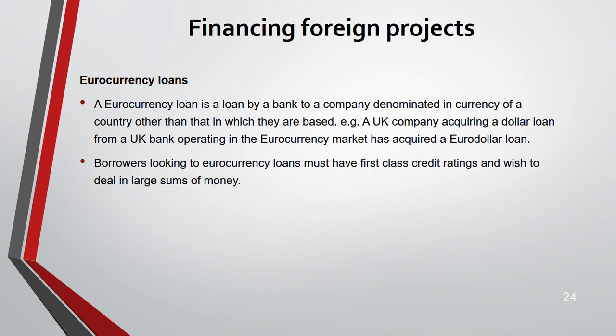Then borrowers who are looking for a euro currency loan, euro currency meaning other than the currency of the country where you are based, it could be any currency. Those looking for this euro currency loan must have a first class credit rating and must wish to deal in large sums of money. This euro currency loan is not for some small amount. Not any firm can come and opt for it. You need to be a very large firm. You should have a large sum of money that you need to borrow. Then only you can get such loans. And you must have a first class credit rating.